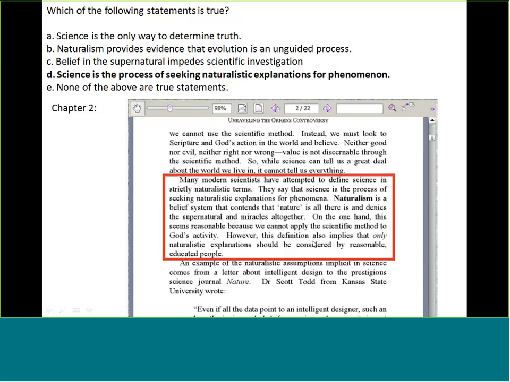this definition also implies that only naturalistic explanations should be considered by reasonable, educated people. So science itself is not the process of seeking naturalistic explanations for phenomena. It's seeking explanations for phenomena, but not only naturalistic explanations.